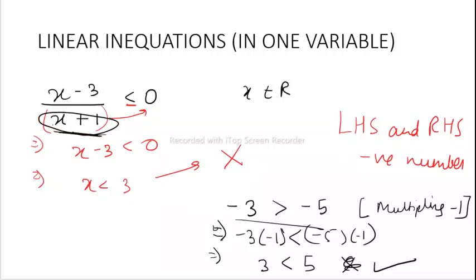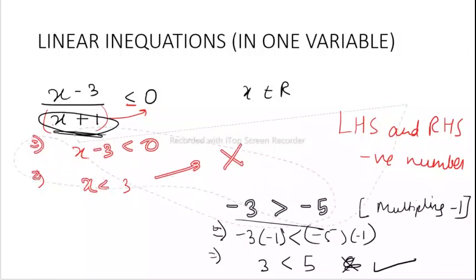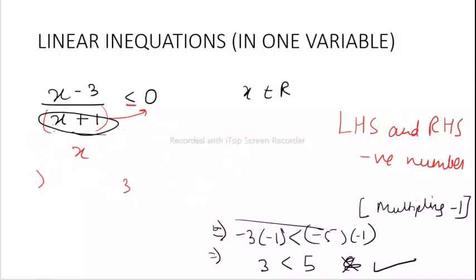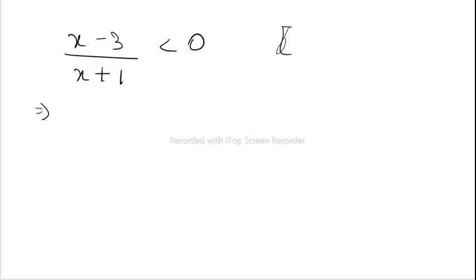Now that you've understood this, we will solve the question. Okay, let's solve it. I'm taking a new slide altogether. So our sum was what? (x minus 3) by (x plus 1) less than 0. What you do is I am multiplying the numerator and denominator with x plus 1.